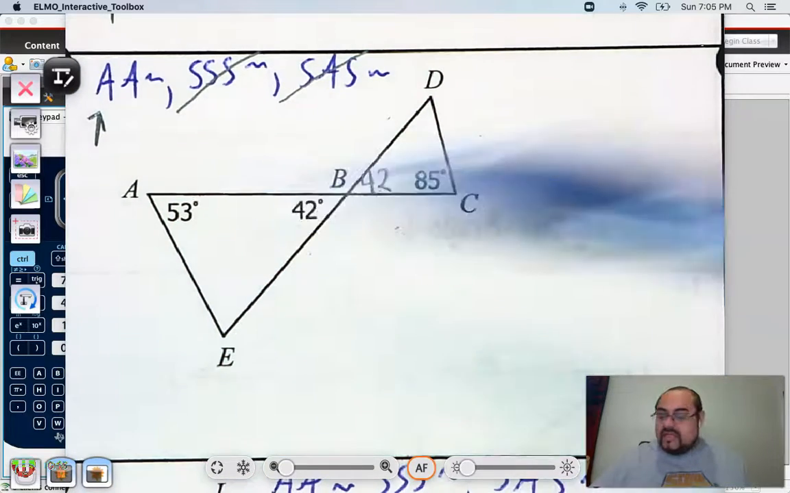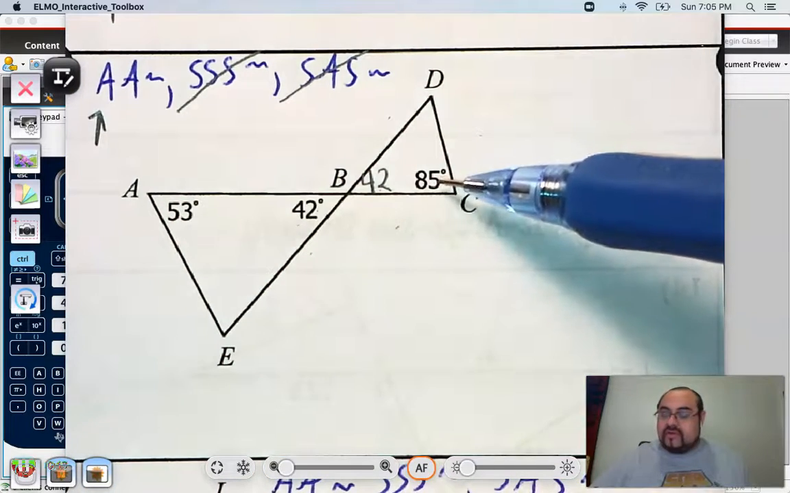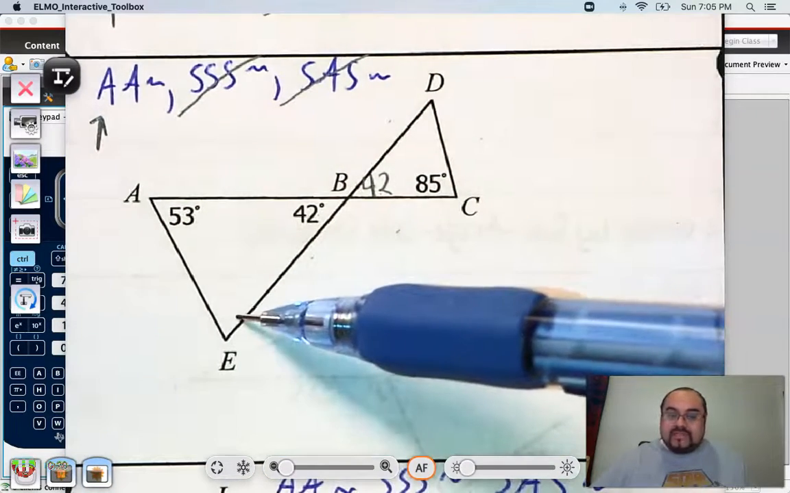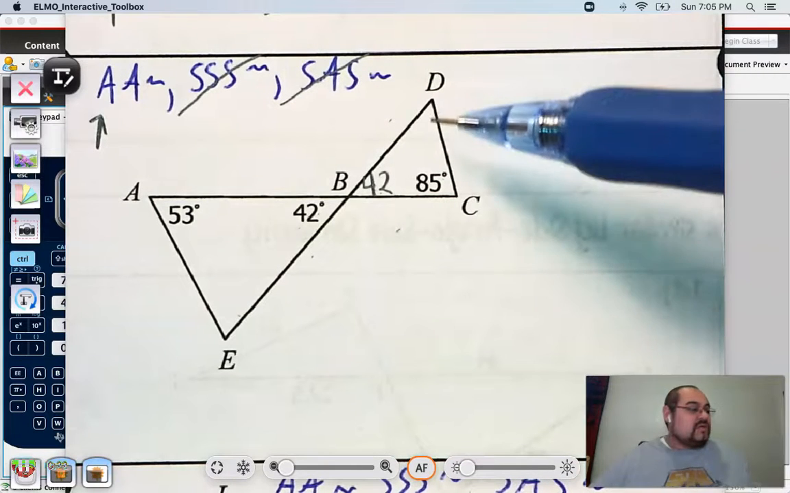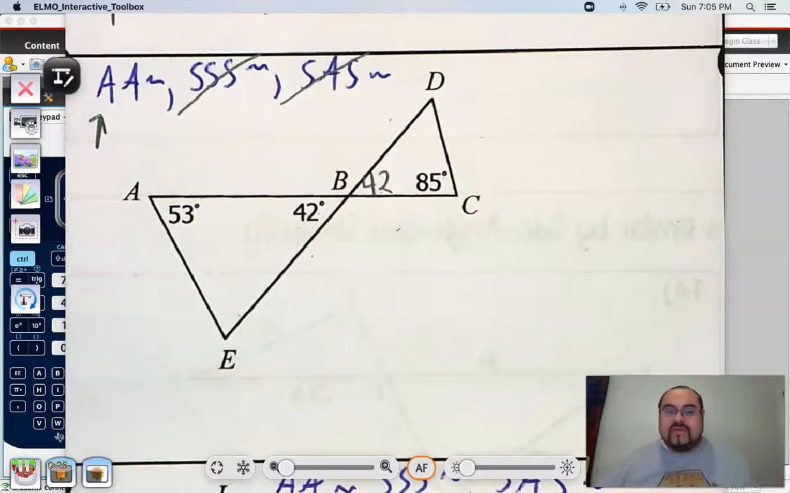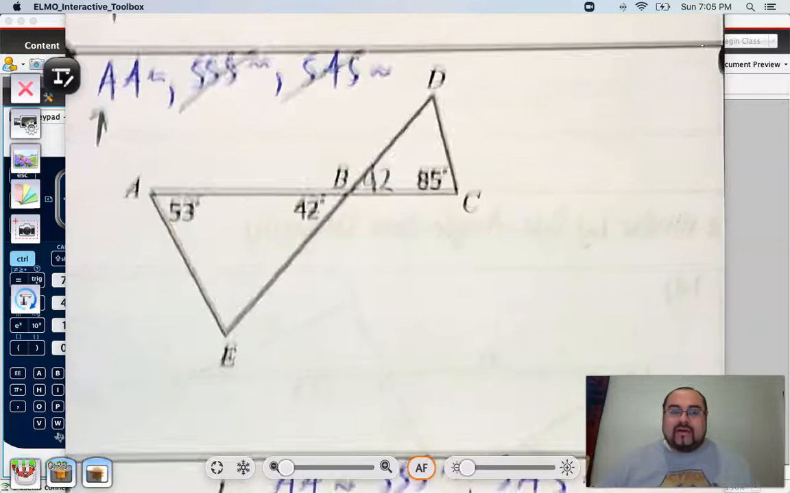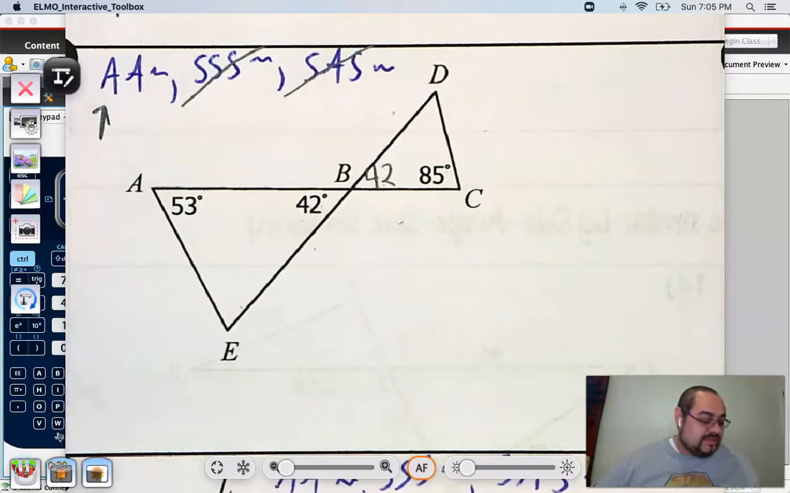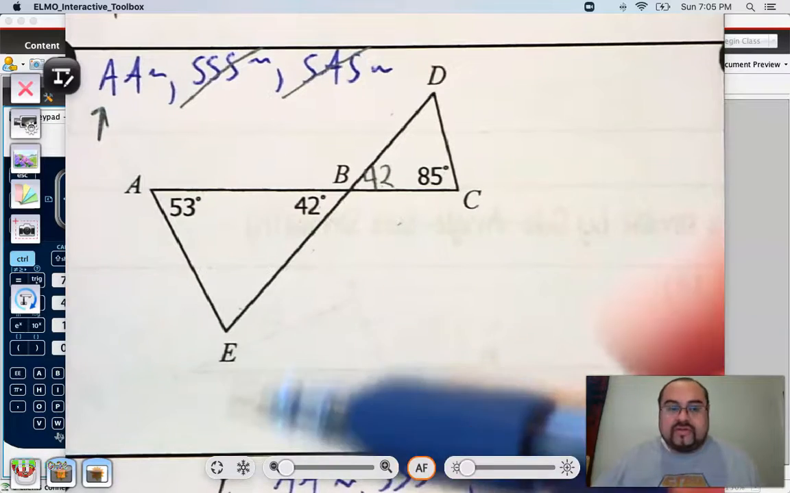This one's 53, this one's 85. Those two aren't going to work. We don't know what angle E is. We don't know what angle D is. So what we can do is use what we know about properties of triangles. We know that any triangle, all the angles have to add up to 180 degrees. Okay, so let's go ahead and figure that out.